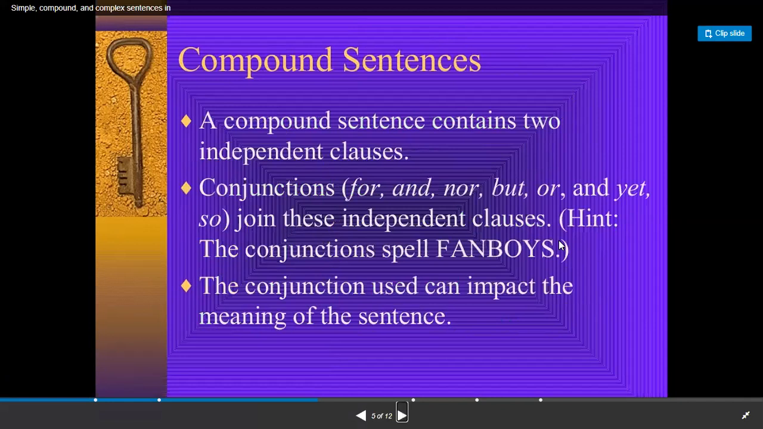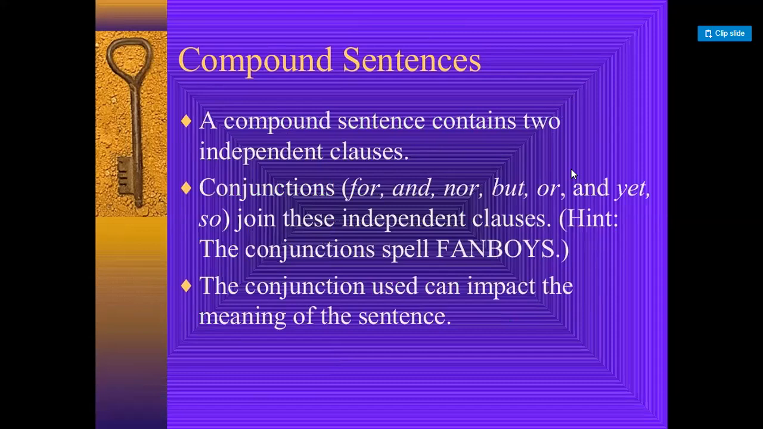Let's move to the compound sentence. What's meant by compound sentence? A compound sentence contains two independent clauses. Two independent clauses, and as we said, that independent clause means it can stand by itself. How can we join these two clauses to form a compound sentence? We can join them using some conjunctions like for, and, nor, but, or, and yet.